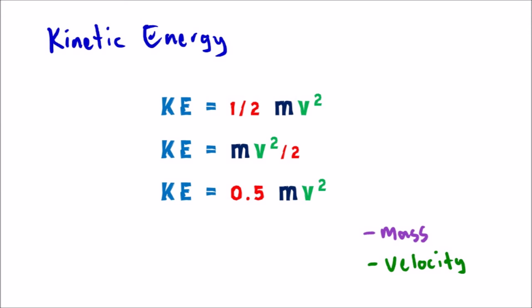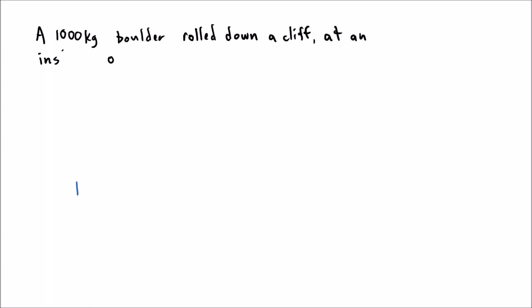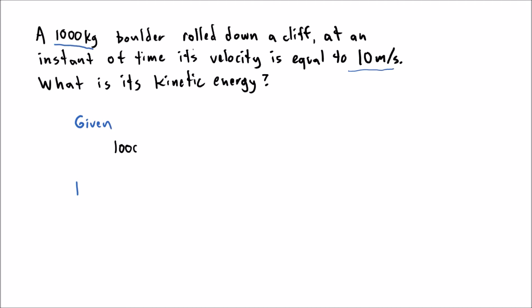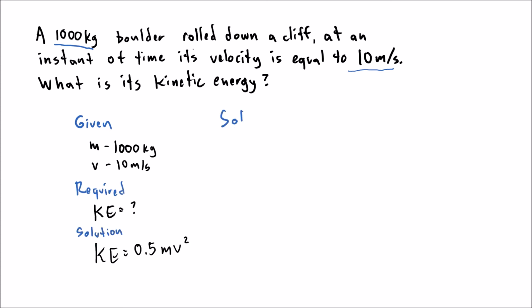Let's take some example. The 1,000 kilogram boulder rolled down a cliff at an instant of time. Its velocity is equal to 10 meters per second. What is its kinetic energy? Again, we have to identify the given, which are 10 meters per second and 1,000 kilograms. Then, substitute these values into the equation. Take the calculation and we will get this answer.